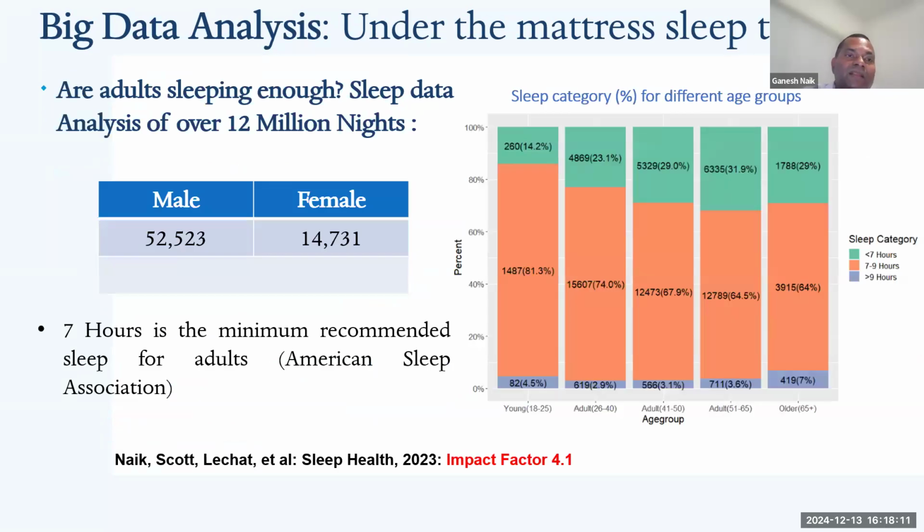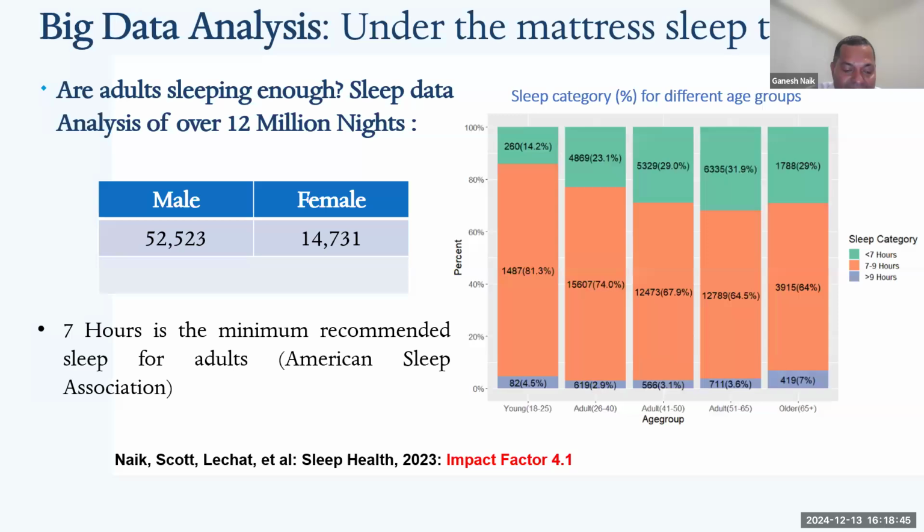So the first research we identified, basically, because this data was very huge and from all over the world, we wanted to test our hypothesis, which is: are adults sleeping enough? That means, according to the World Sleep Organization, every adult should sleep a minimum of 7 hours per night. That is the healthy adult.